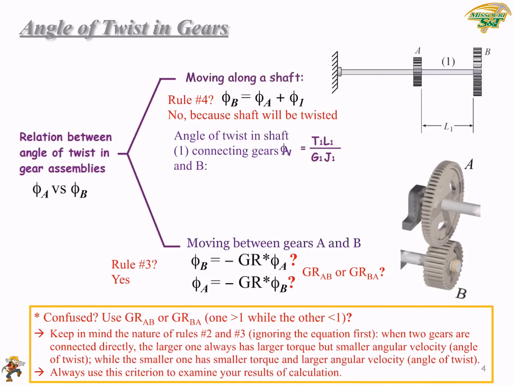By the way, you can see that I have framed this paragraph, these words, using a golden frame with a golden color, meaning that this is a golden rule. Please always keep this in mind and use it to examine your calculation results. In this way, you can avoid mistakes.